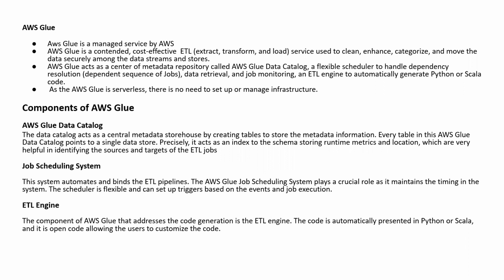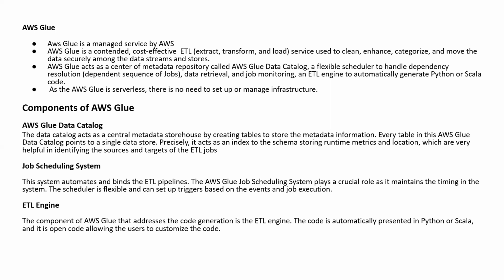Next, going to the components of AWS Glue, the main component is the AWS Glue Data Catalog, which acts as a central metadata storehouse by creating tables to store the metadata information. Every table in this AWS Glue Data Catalog points to a single data store from where it comes, mostly Amazon S3 buckets. Precisely, it acts as an index to a schema, storing runtime metrics and location, which are very helpful in identifying the sources and targets of ETL jobs.